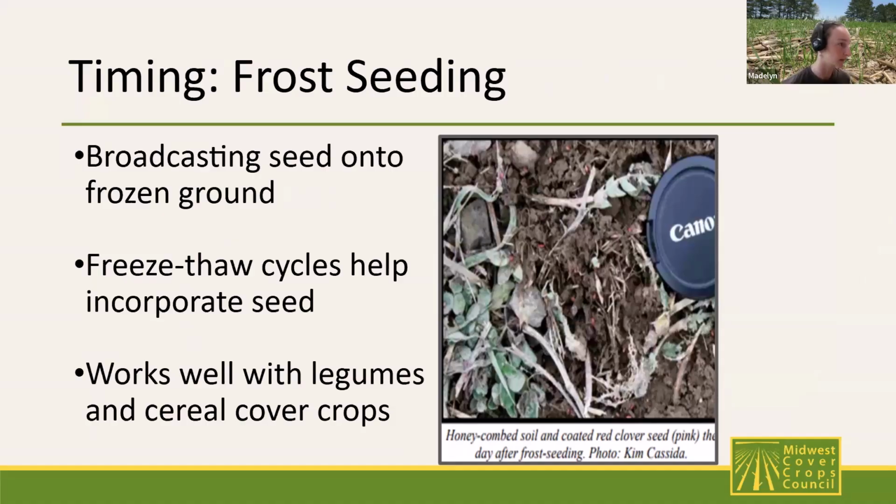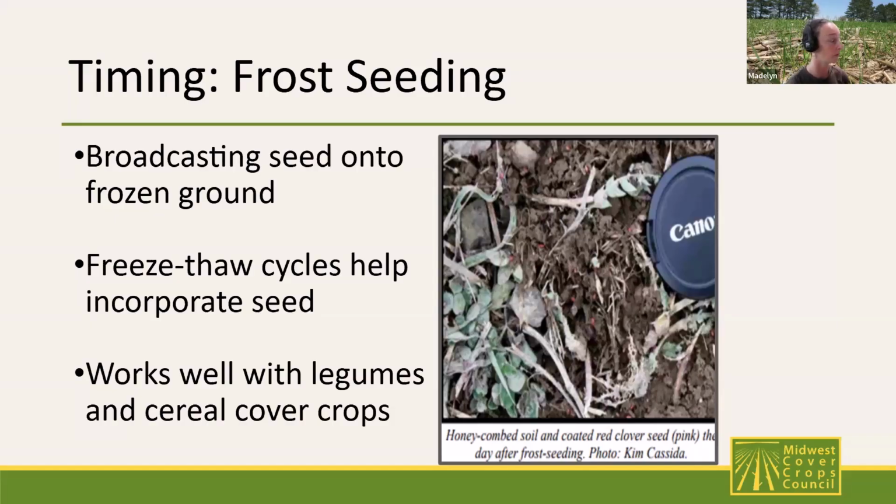One timing that is especially used in the northern part of the Midwest is frost seeding. Frost seeding is a very particular kind of window where you're taking advantage of the freeze-thaw cycle. What happens when soils are frozen, then thaw, and then freeze up again is that seed that's broadcast on the surface has the opportunity to get worked in without having to do any kind of incorporation.